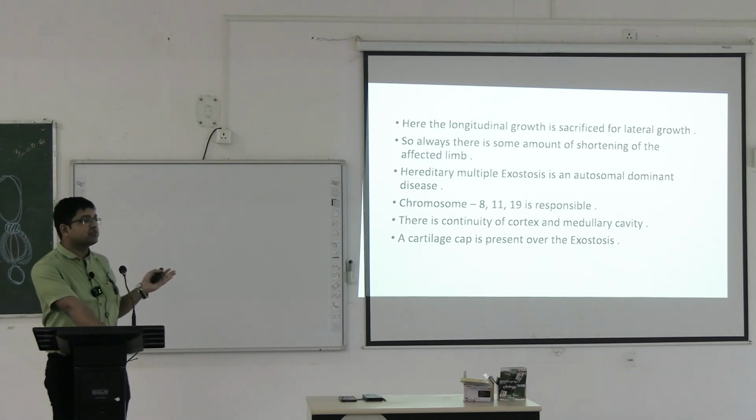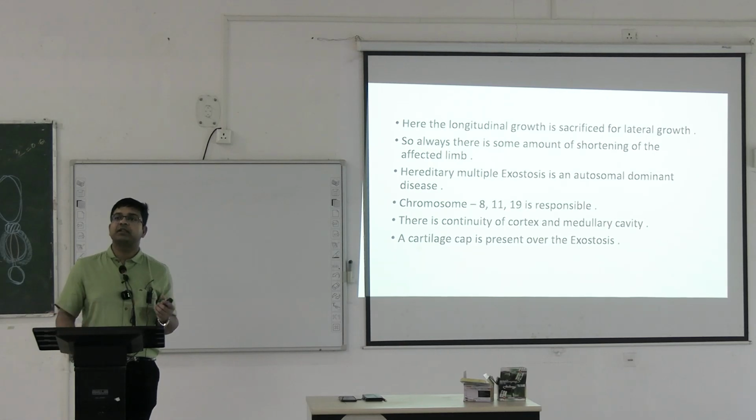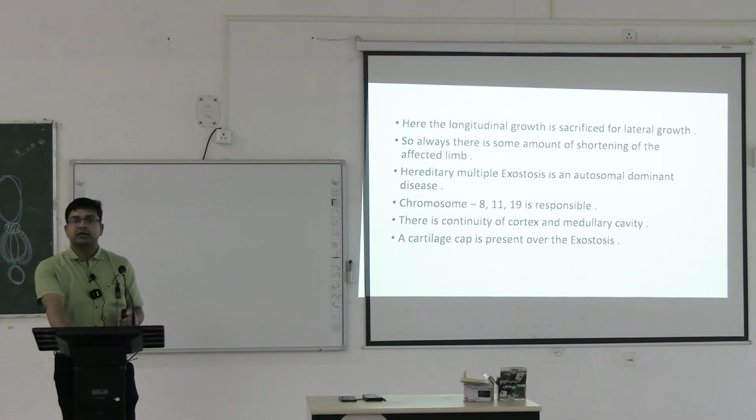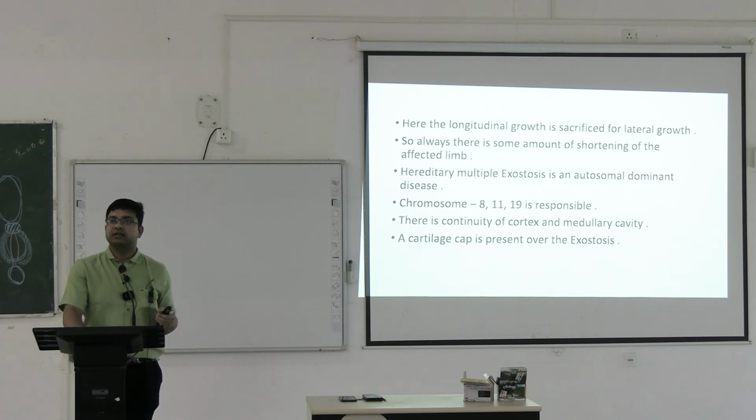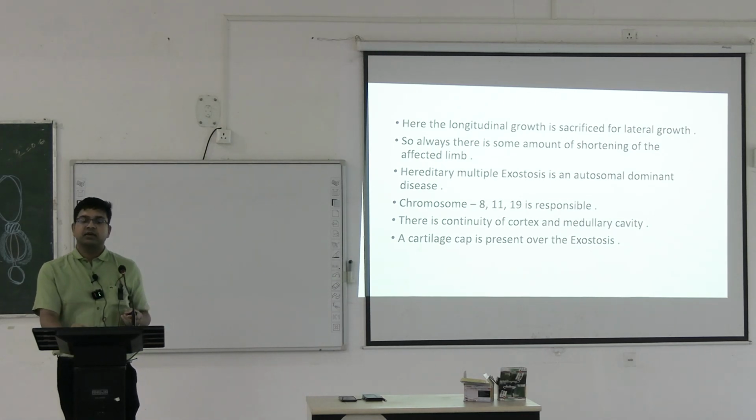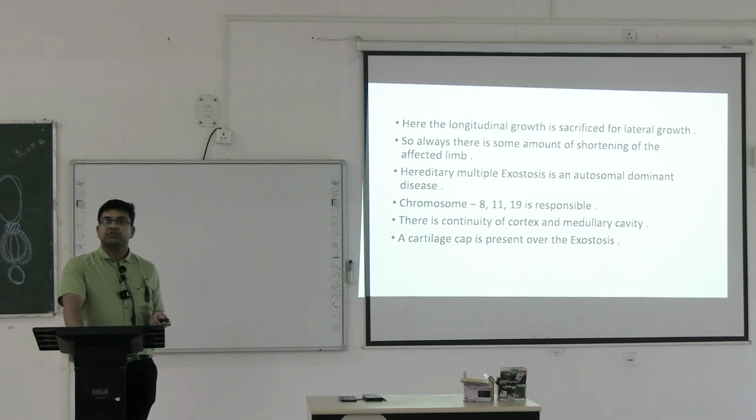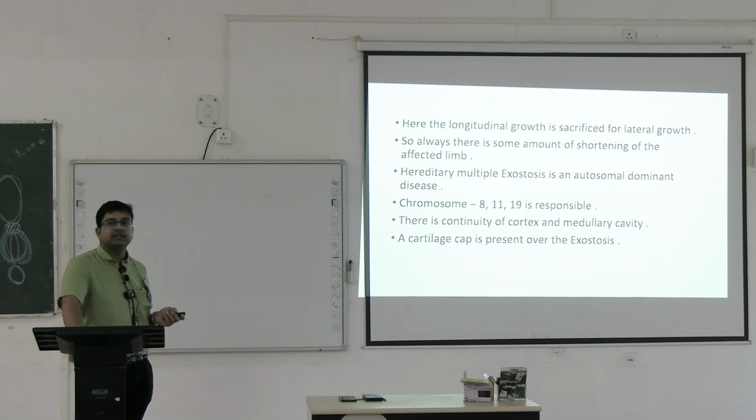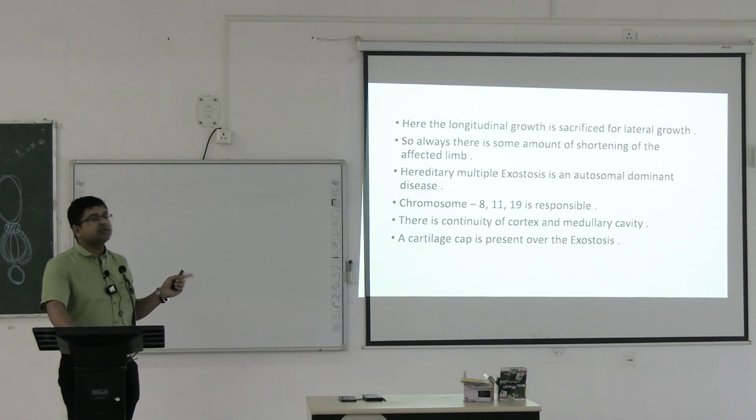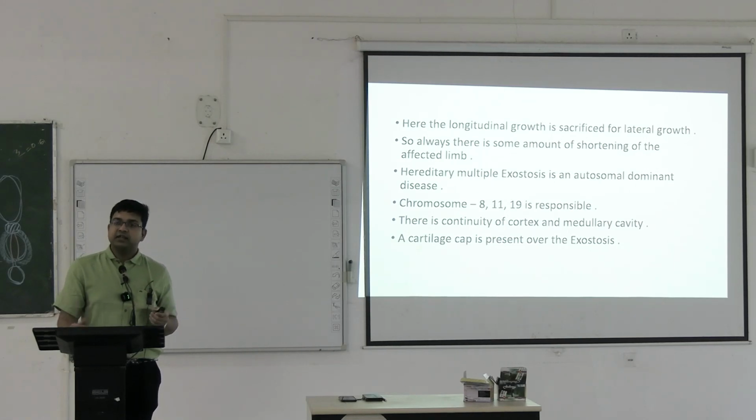Exostosis may be a single exostosis or multiple exostosis. Single exostosis is not genetically related, but multiple hereditary exostosis, or multiple exostosis in different areas of bone, is genetically related. It is an autosomal dominant disorder. It is quite common, and you can find it in some persons accidentally. Usually these are asymptomatic. Chromosomes 8, 11 and 19 are responsible for hereditary multiple exostosis. The chromosome is very important, because if it is due to chromosome 8 and 11, it may undergo sarcomatous, that is malignant, change.